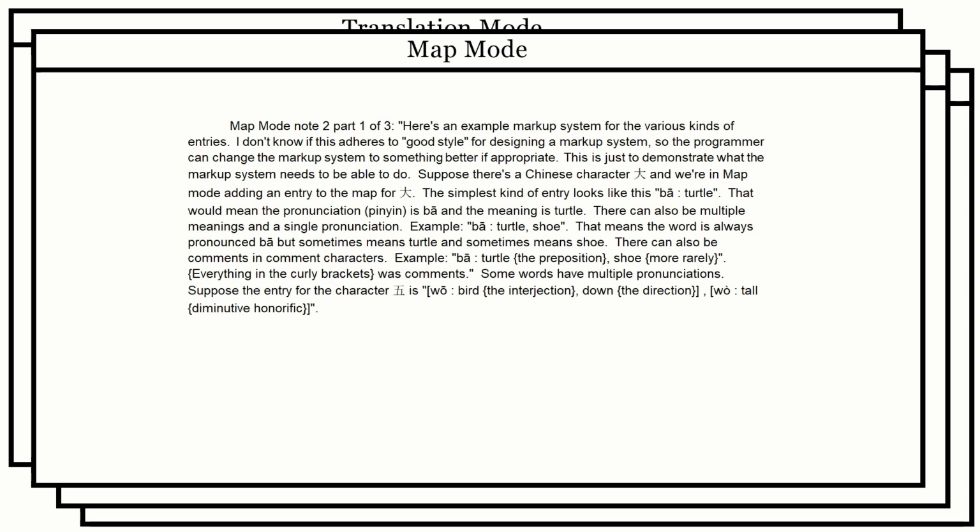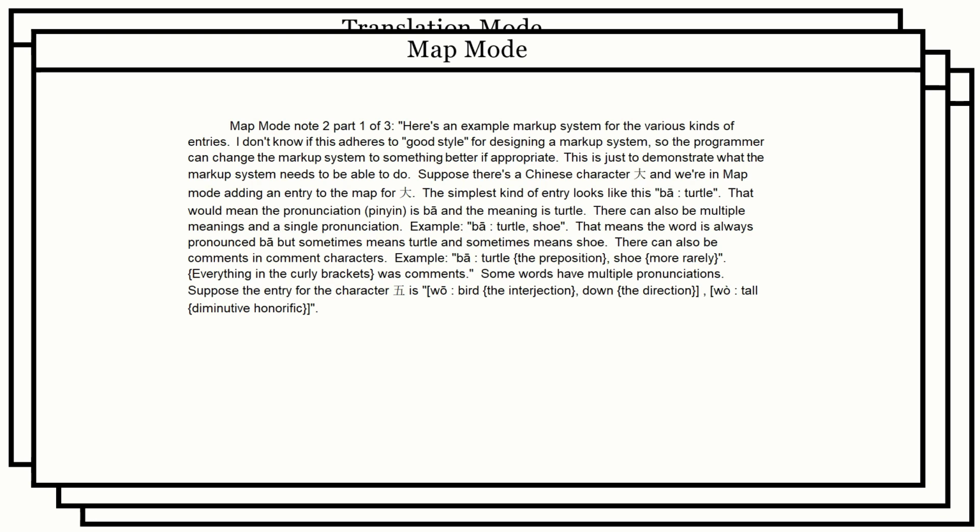And now when it gets more complicated, all of these entries are always something you can type in between a pair of quotation marks. There's just going to be more marks in between there when it gets more complicated. Okay. So there can also be multiple meanings and a single pronunciation. For example, this is only a little more complicated. Got a pair of quotation marks, got a colon near the middle, one pronunciation to the left of the colon, two meanings on the right, separated by a comma. So that means the word is always pronounced ba first tone, but sometimes means turtle and sometimes means shoe.